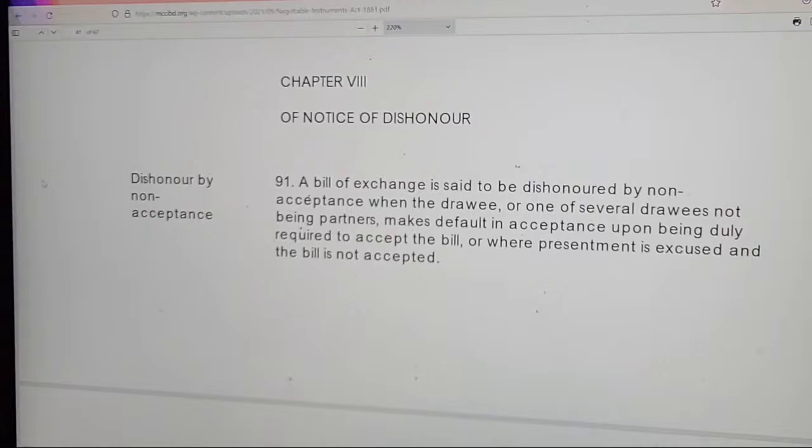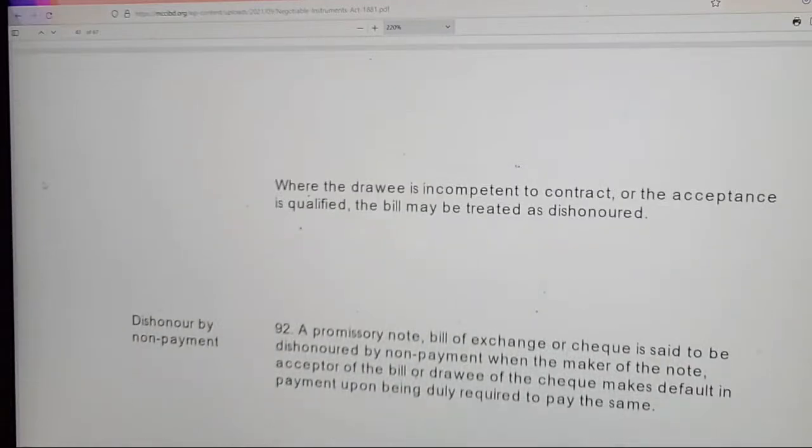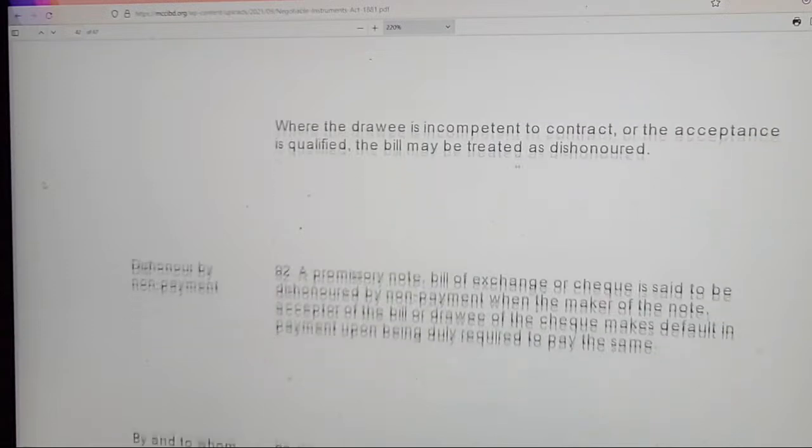Dishonor by non-acceptance. 91. A bill of exchange is said to be dishonored by non-acceptance when the drawee, or one of the several drawees not being partner, makes default in acceptance upon being duly required to accept the bill, or where presentment is excused and the bill is not accepted. Where the drawee is incompetent to contract or the acceptance is qualified, the bill may be treated as dishonored.